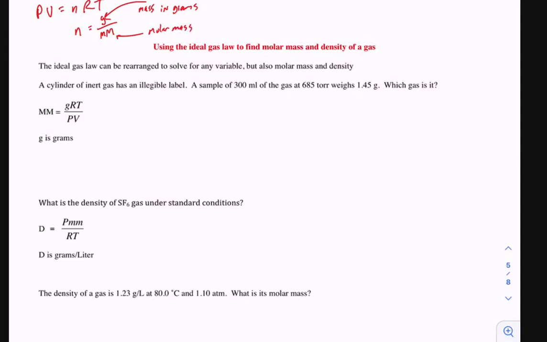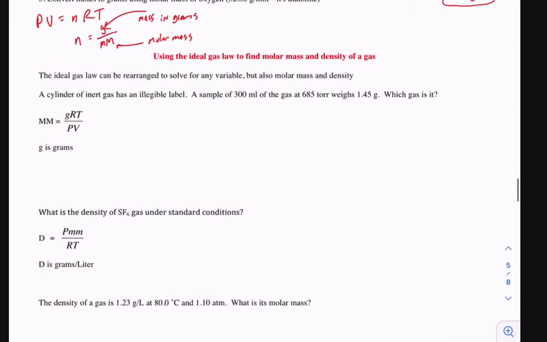So because we have a formula, PV equals nRT, for the ideal gas law, n can simply be substituted for. So to do that, you literally just take this and you directly substitute to give this. And so now we have a variation of the ideal gas law, which includes the molar mass and it includes the mass of the sample.